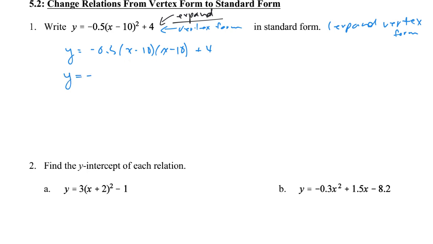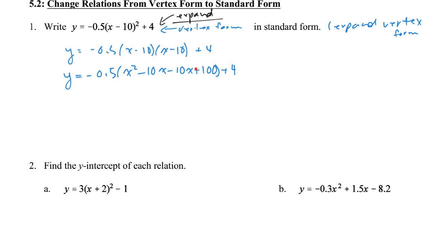Y is equal to negative 0.5 times (x squared minus 10x plus 100), and then plus 4. Now the question is, how did I get that? So I did x times x to get x squared, then x times negative 10 to give us negative 10x, then negative 10 in the first bracket times everything in the second bracket. So we got negative 10x, and then negative 10 times negative 10 gives us 100.